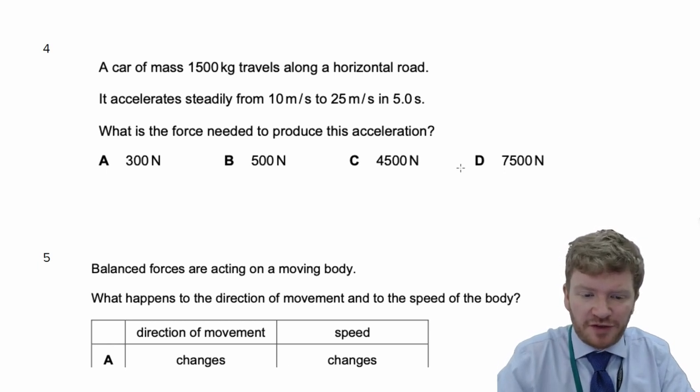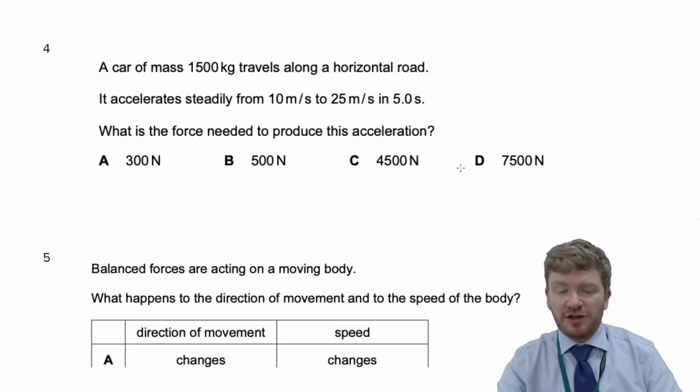Okay, question 4. A car of mass 1,500 kilograms travels along a horizontal road. It accelerates steadily from 10 metres per second to 25 metres per second in 5 seconds. What is the force needed to produce this acceleration?